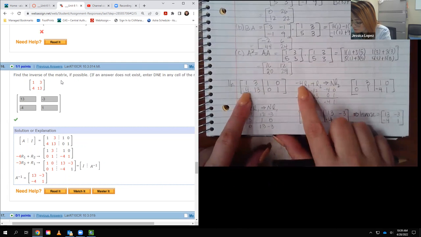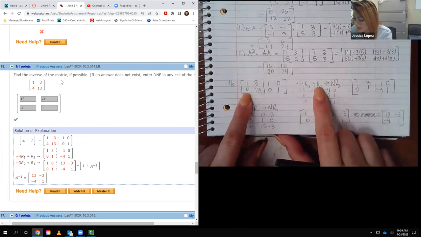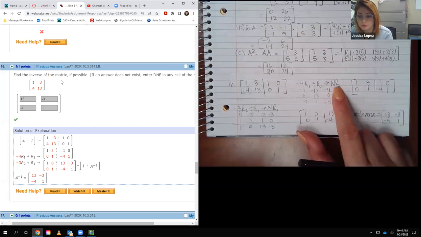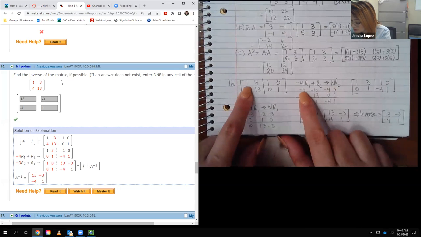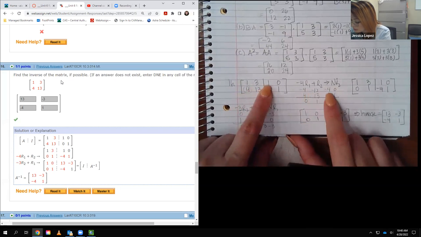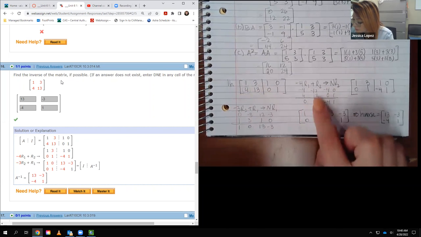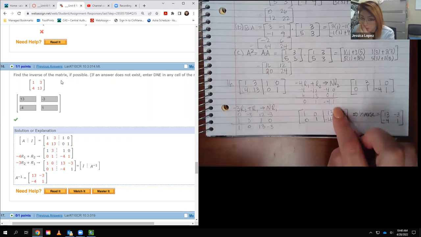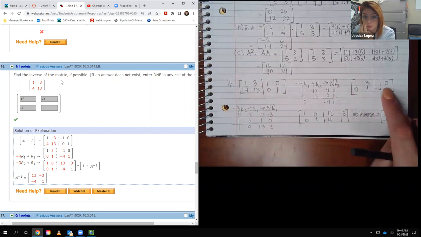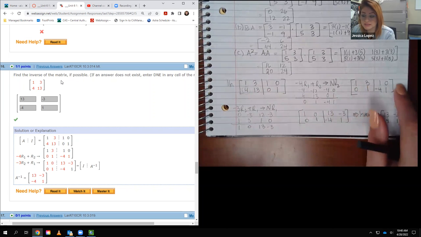So I did negative 4 times row 1, and I add row 2, I should get that 0 in row 2. So this becomes negative 4, negative 12, negative 4, and 0. I wrote row 2 underneath, that gives me 0, 1, negative 4, and 1. And so that became my new row 2. Row 1 stayed exactly the same.